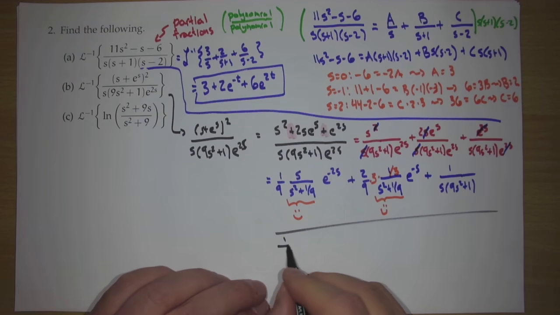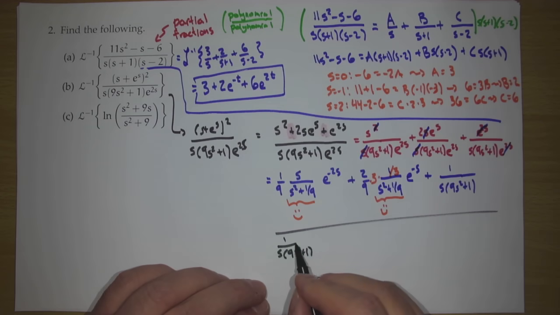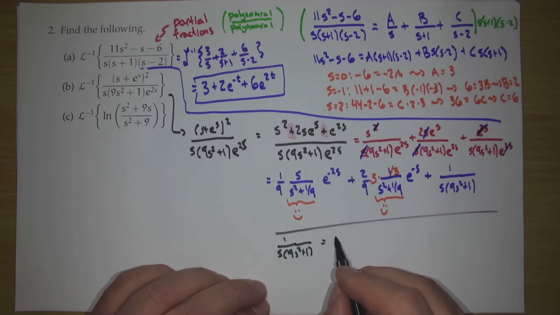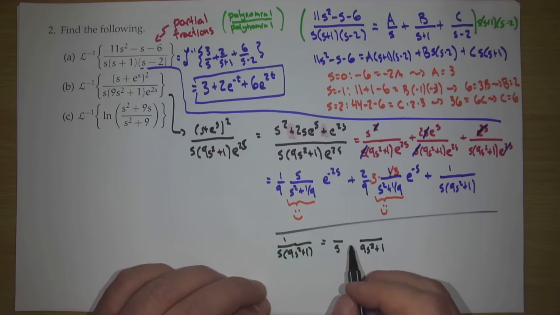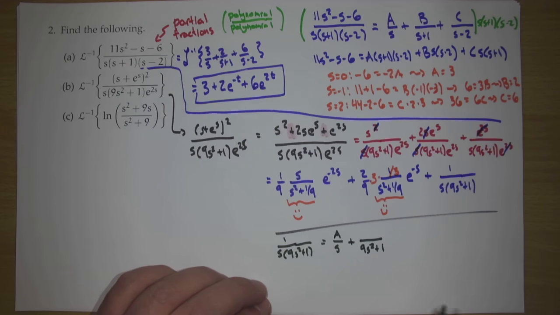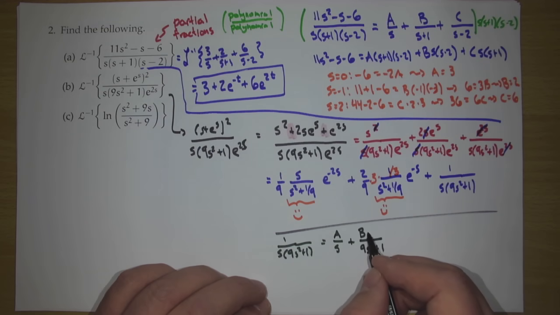So 1 over s. And I know I need to clean up the 9s squared plus 1. I'll do that in a few minutes. So that's something over s, something over 9s squared plus 1. What's on top of the s? A. Oh yeah, A, you betcha. What's on top of the 9s squared plus 1? I know, like BS. No. B times s, yes. Plus C.